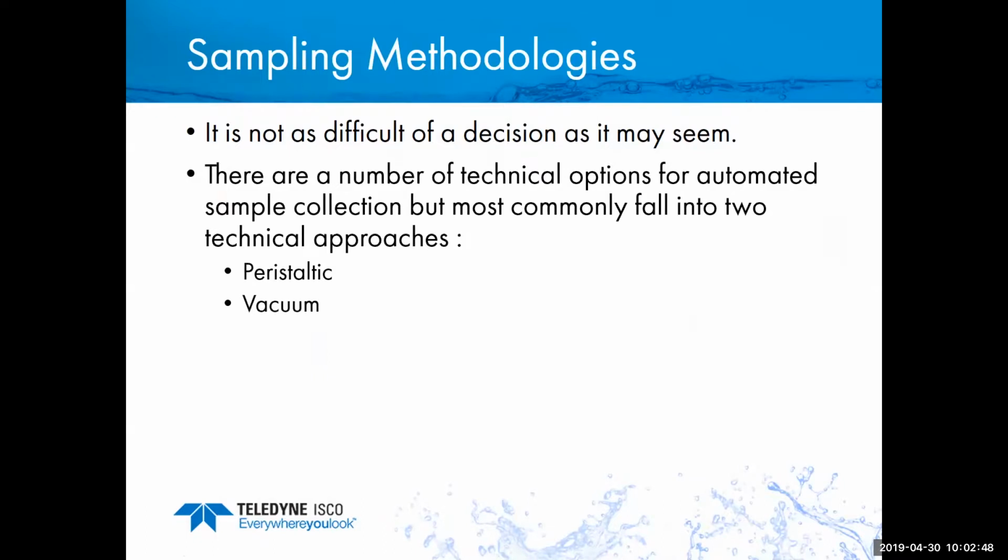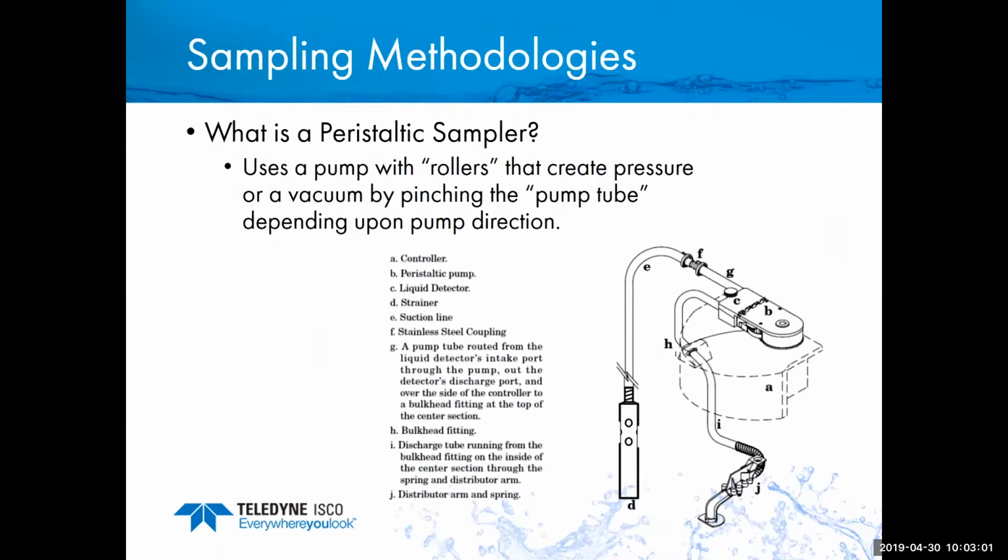There are a number of technical options for automated sampler collections. Most commonly they fall into two technical approaches: one is peristaltic and two is the vacuum type samplers. The first one that we'll go over is the peristaltic. Peristaltic uses a pump with rollers that actually create a pressure or a vacuum. It pinches the tube and spins, and depending on which direction the pump spins is which direction the vacuum or the pressure is created.